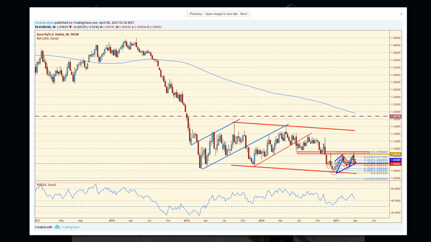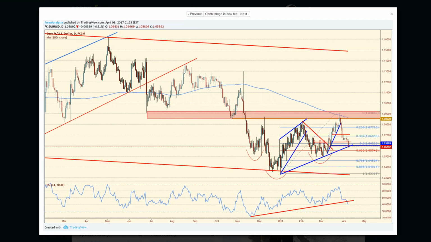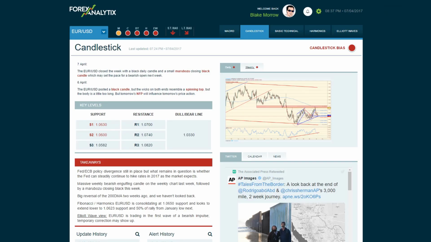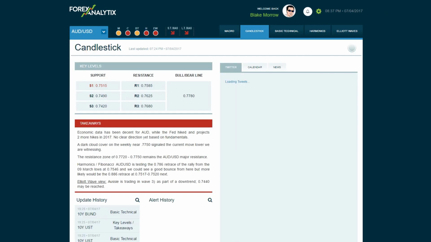Notice on the euro dollar, by the way, and here you can see it on the daily, we closed right on trendline support here. That's important. But I'm going to take you over to a couple other currency pairs. Let's take you over to the Aussie dollar.